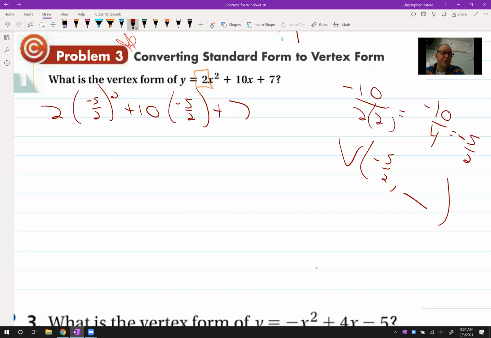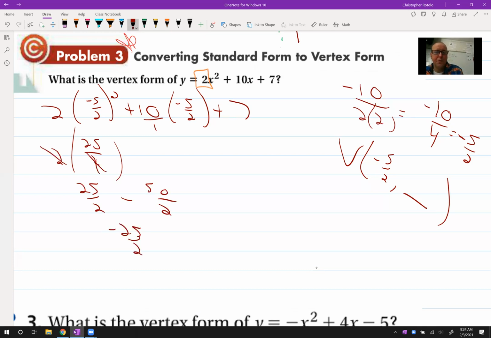Here we go. 5 squared is 25. 2 squared is 4, times 2. Okay, so that's 25 over 2. Put this over 1, multiply. Negative 50 over 2. Are you kidding me? They're half of each other. Negative 25 over 2. Don't forget we had plus 7 on the end of here.